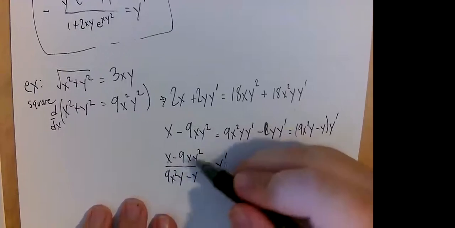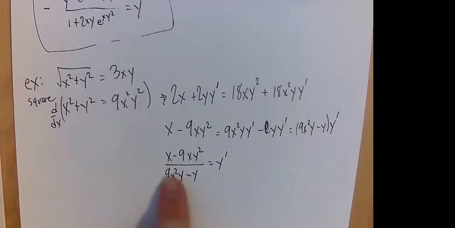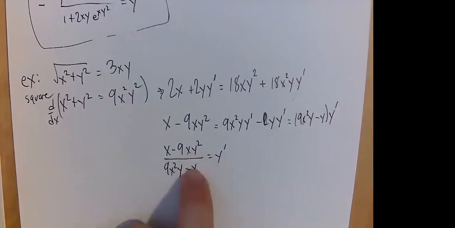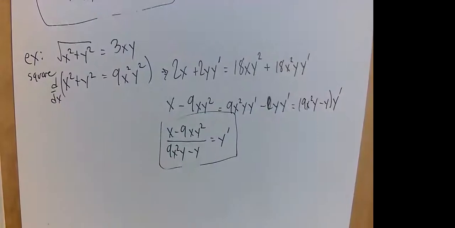And again, you can kind of see the symmetry here. A lot of times the top will be very similar to the bottom, only a negative sign may be switched around, or you have the roles of x and y reversed. So oftentimes there's going to be some symmetry in your answer. There we go. We were able to get y prime.